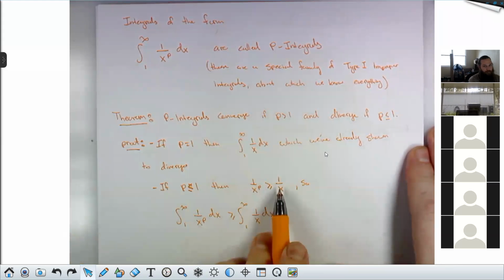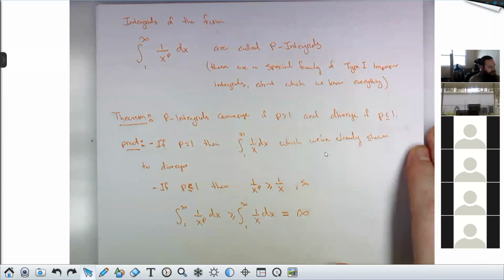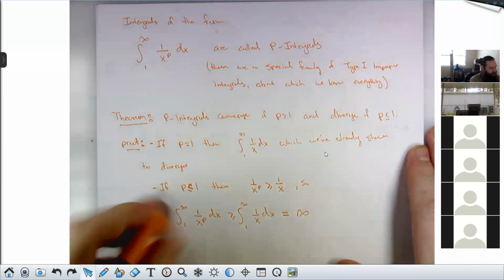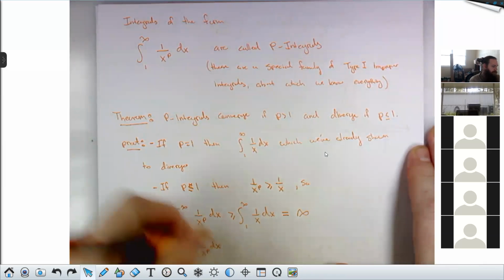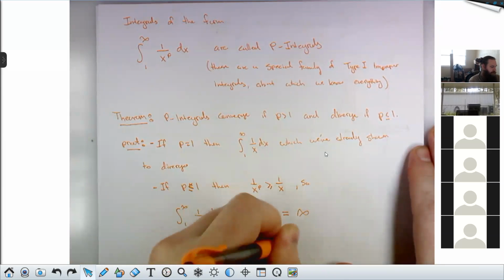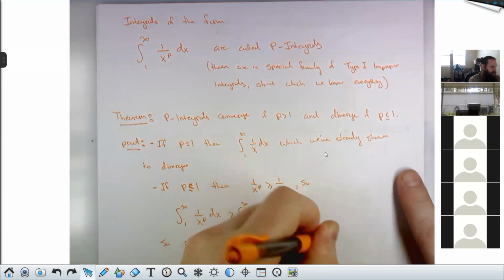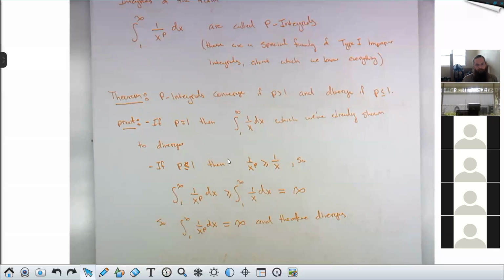If this function is bigger than that function, then the area under this function is bigger than the area under that function. But we know that the area under 1 over x from 1 to infinity is infinity. So our integral, the integral from 1 to infinity of 1 over x to the p dx, is bigger than or equal to infinity. So the integral from 1 to infinity of 1 over x to the p dx equals infinity, and therefore it diverges. Right? So think about this carefully.